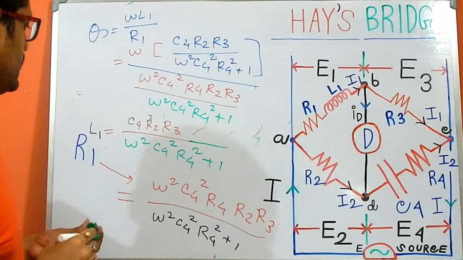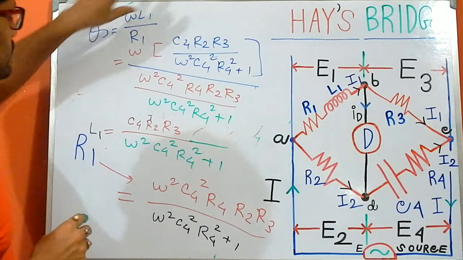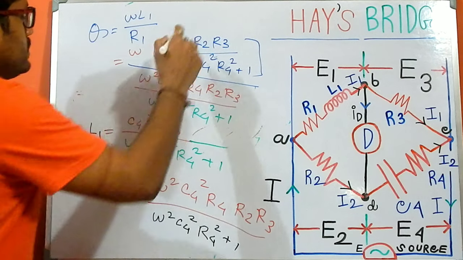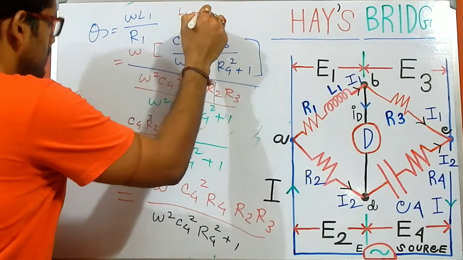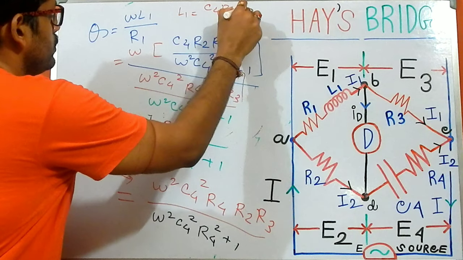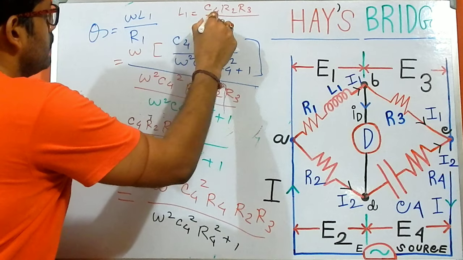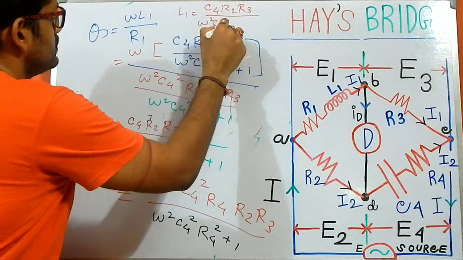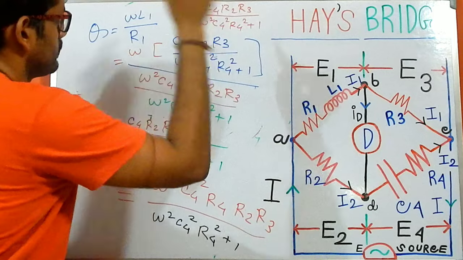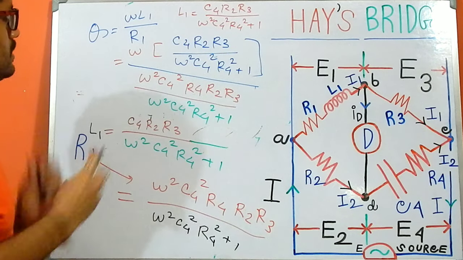Okay, I think I need more space, so I will write the expressions of L1 and R1 here. That will give you a better idea. So the expression of L1 is C4, R2, R3 divided by omega square, C4 square, R4 square plus 1. Okay, so this is our expression of L1.